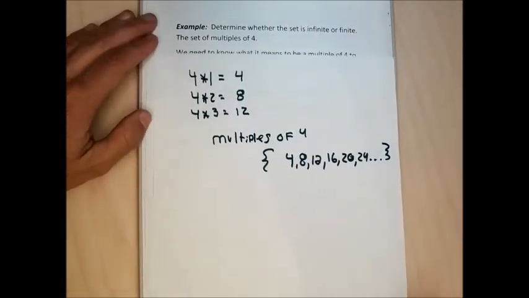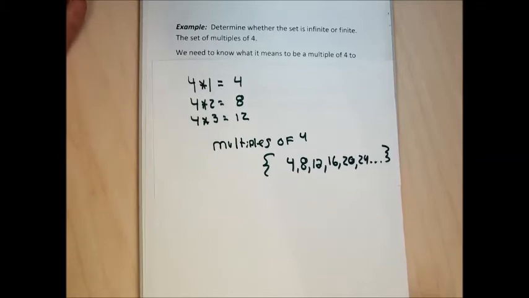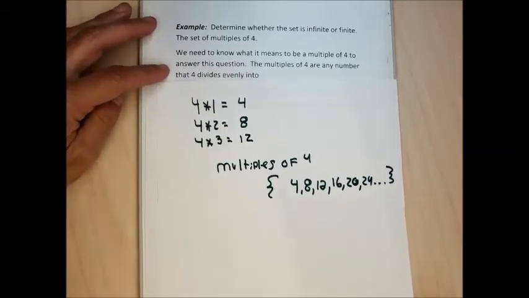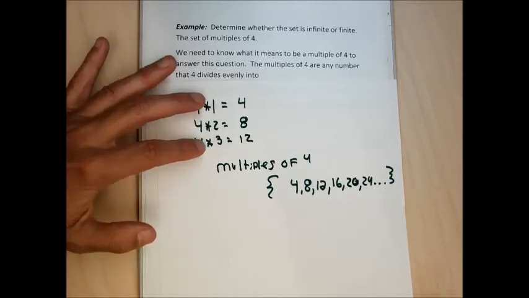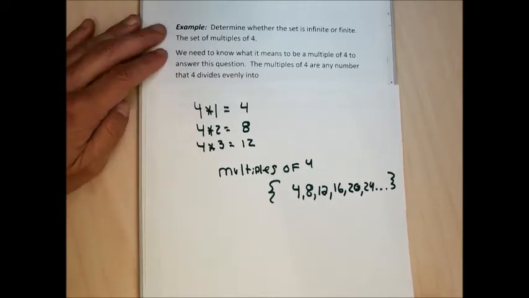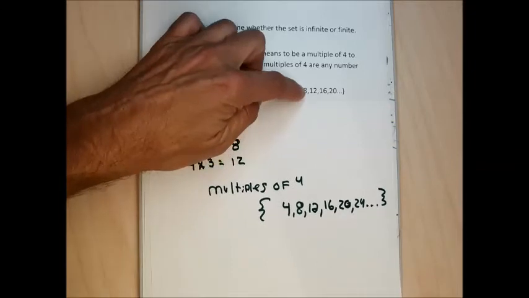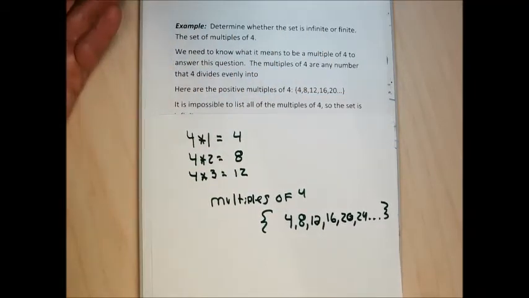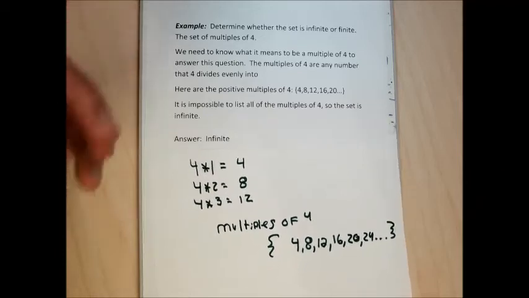And this is what I'd start to write down. We need to know what it means to be a multiple of 4. The multiples of 4 are any number that 4 divides evenly into, or any 4 times any integer. And here are the positive multiples of 4. The pattern goes on forever. It's impossible to list all the multiples of 4, so this is an infinite set.